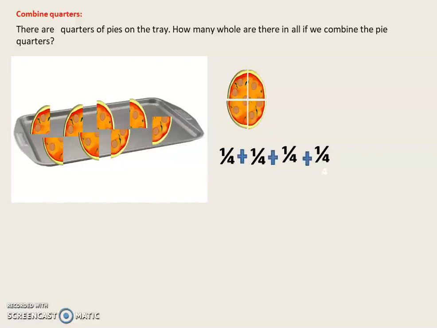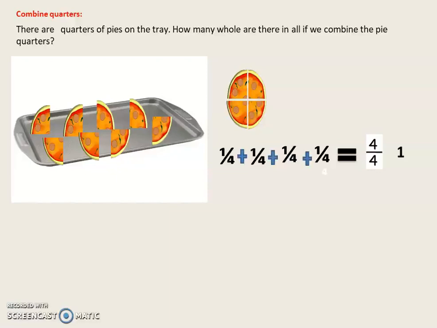So what we need to do is add only the numerators. So you have 1 plus 1 plus 1 plus 1 equals 4. Then we are going to copy only the denominator, which is 4. So we will get an answer of 4 over 4, or equal to 1. 4 over 4, or 4/4, is equal to 1. So that is already 1 whole.